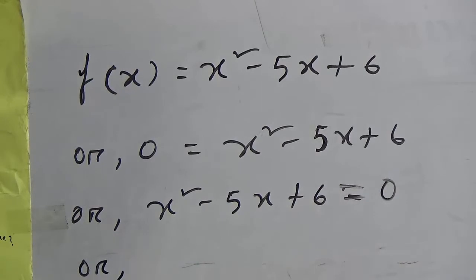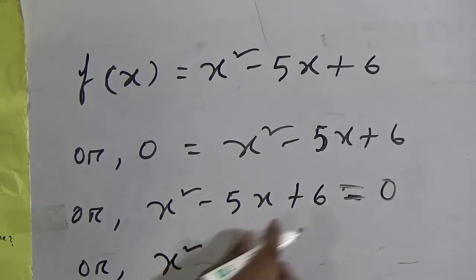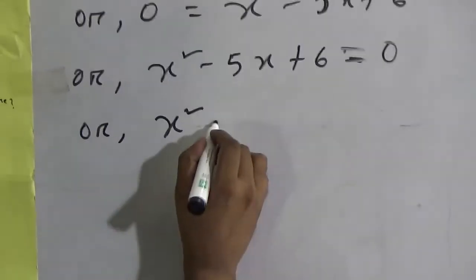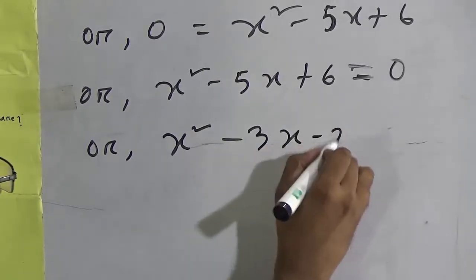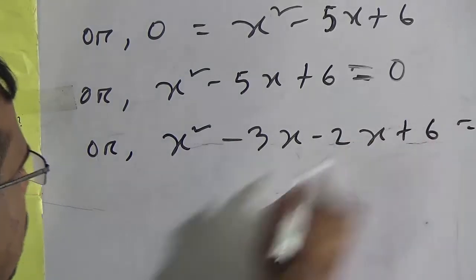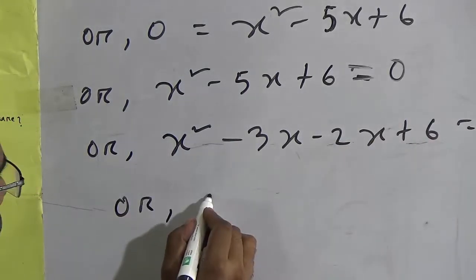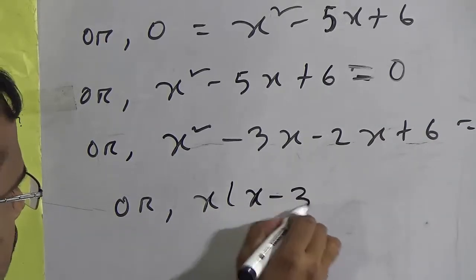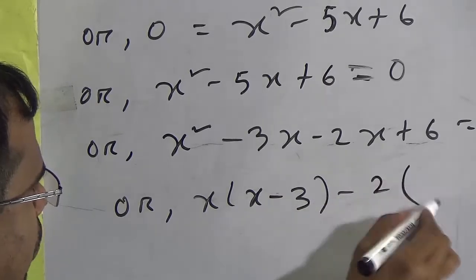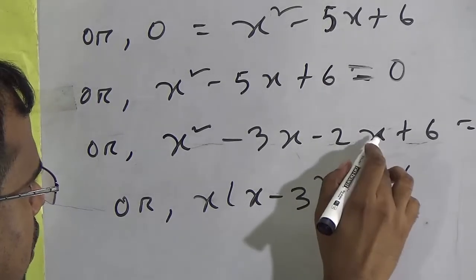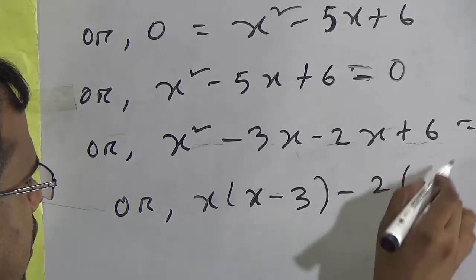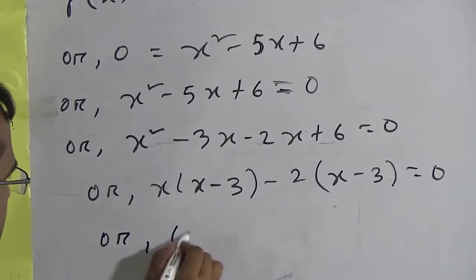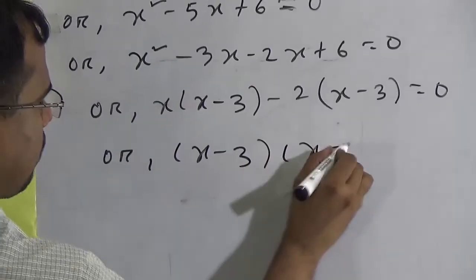Now applying the middle term factor here, 6 is 3 into 2, so we can write here x square minus 3x minus 2x plus 6 equal to 0. We can take x common from the first two terms, then here x minus 3 will exist, and if we take minus 2 common from the last two terms, then if we divide minus 2x by minus 2, then x will come. If we divide 6 by minus 2, then minus 3 will come. So equal to 0, or (x minus 3) into (x minus 2).